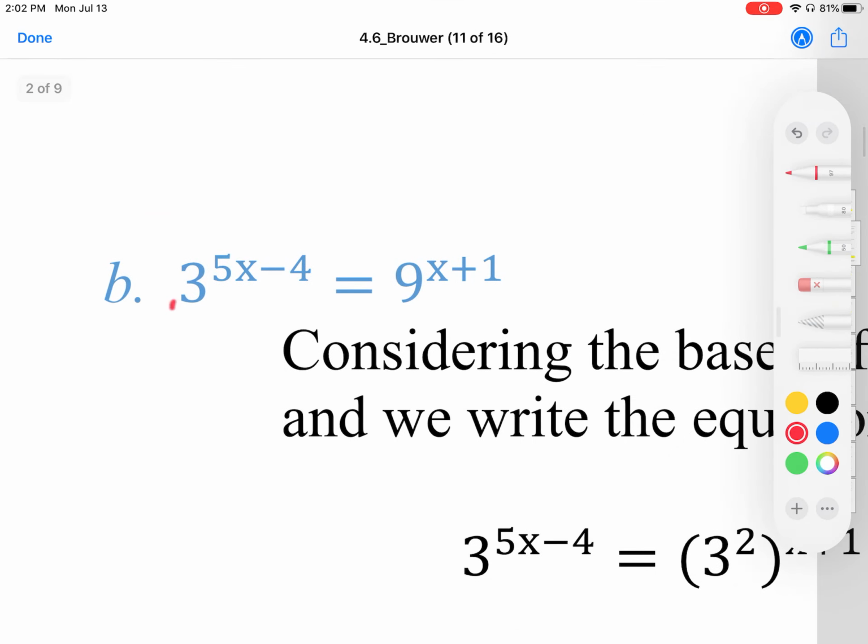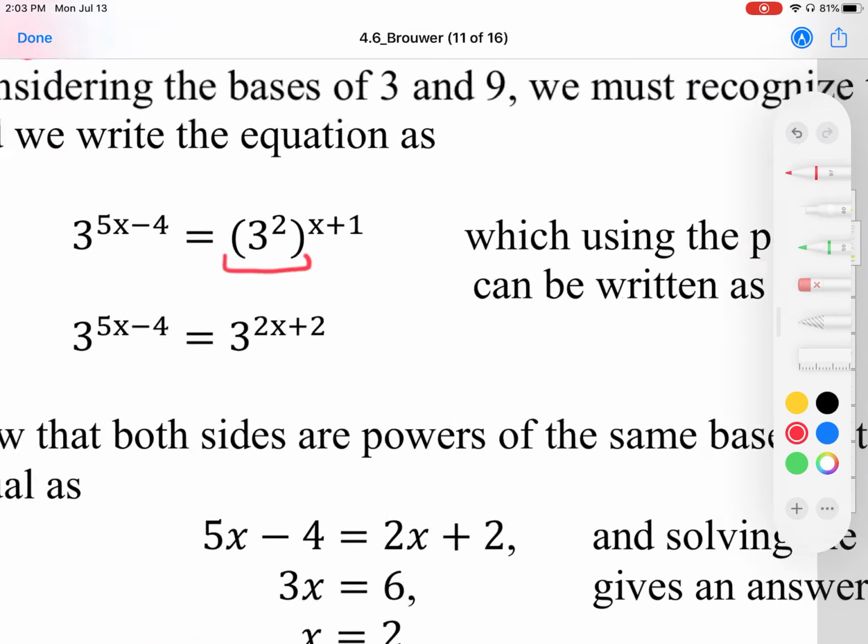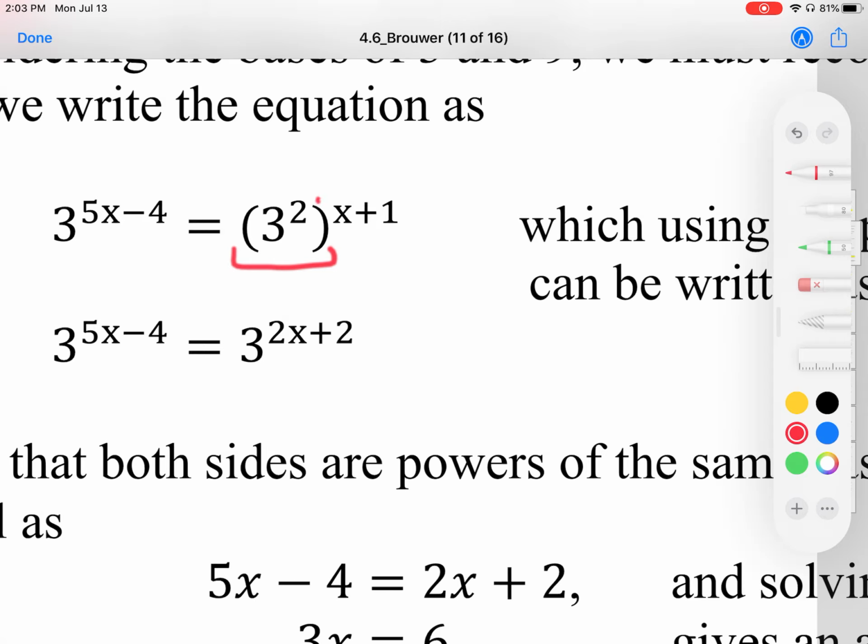Here our bases are 3 and 9. Is there a way where I can write one or both of them so that we have that same base? And we can, right? Because 3 squared is the same as 9. So let's replace that 9 with 3 squared so that we have the same base of 3. Considering the bases of 3 and 9, you must recognize that 9 is a power of 3, and we must rewrite the equation by replacing 9 with 3 squared. And remember, this multiplies, so I have to multiply 2 times x minus 1. So we essentially have to take the time to distribute. 2 times x and 2 times 1 gives us 2x plus 2, which we have here.